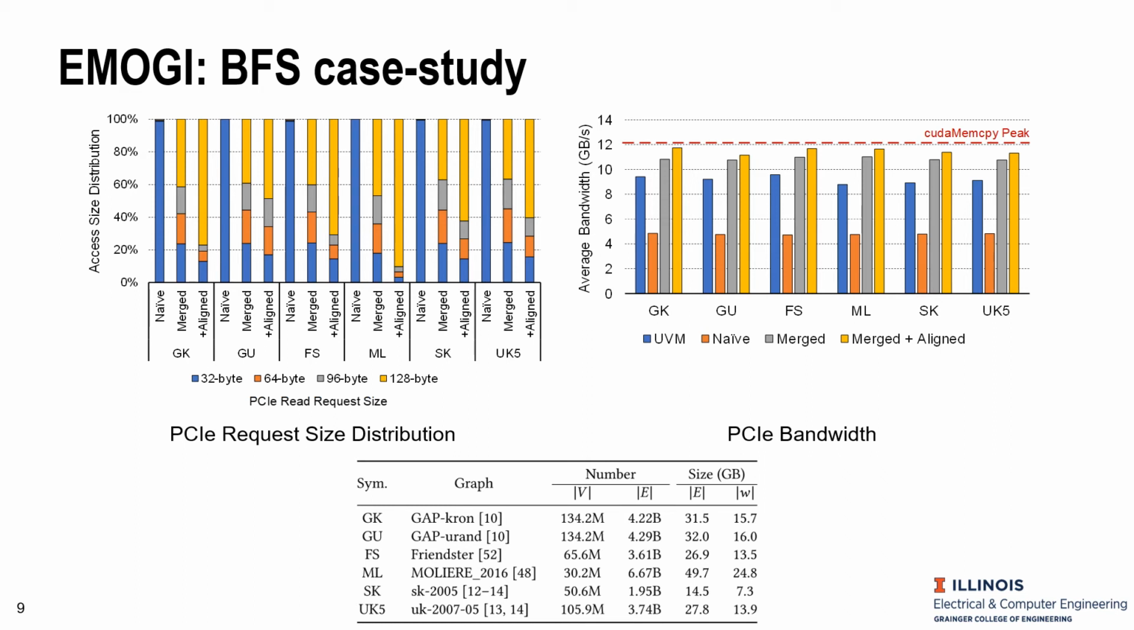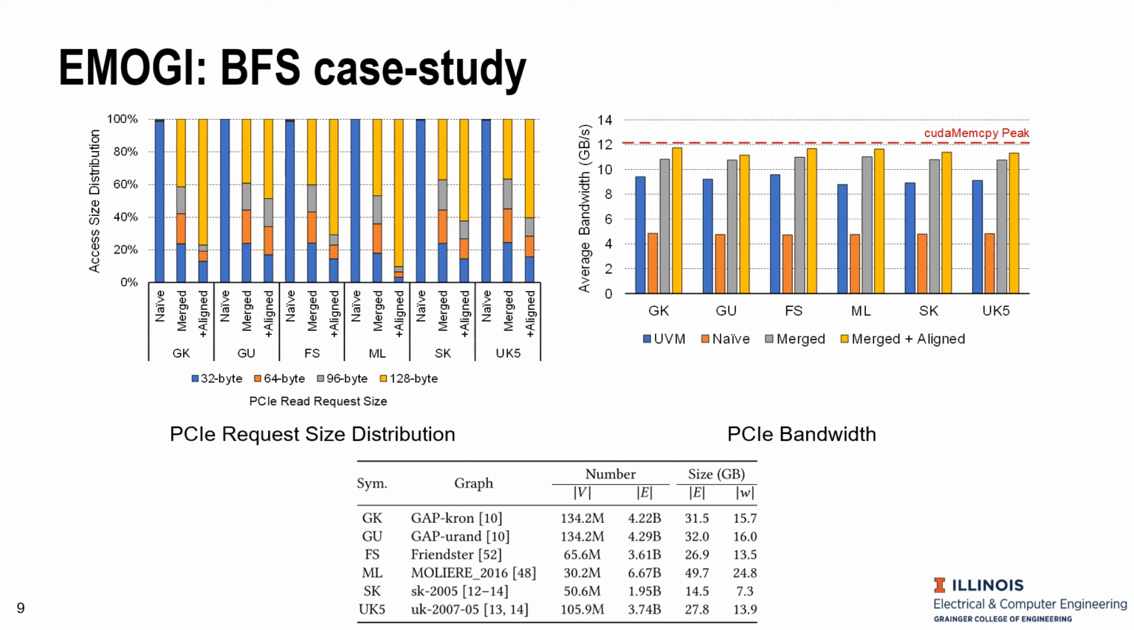When we take a look at the chart on the left, we can clearly see the impact of the optimizations that we added. For the naive case, most of the PCIe read request sizes are about 32 bytes. With the merge optimization, the number of larger PCIe read request sizes significantly increases. And with the alignment optimization, the number of 128 byte PCIe read requests increases up to 90% of the total PCIe read requests.